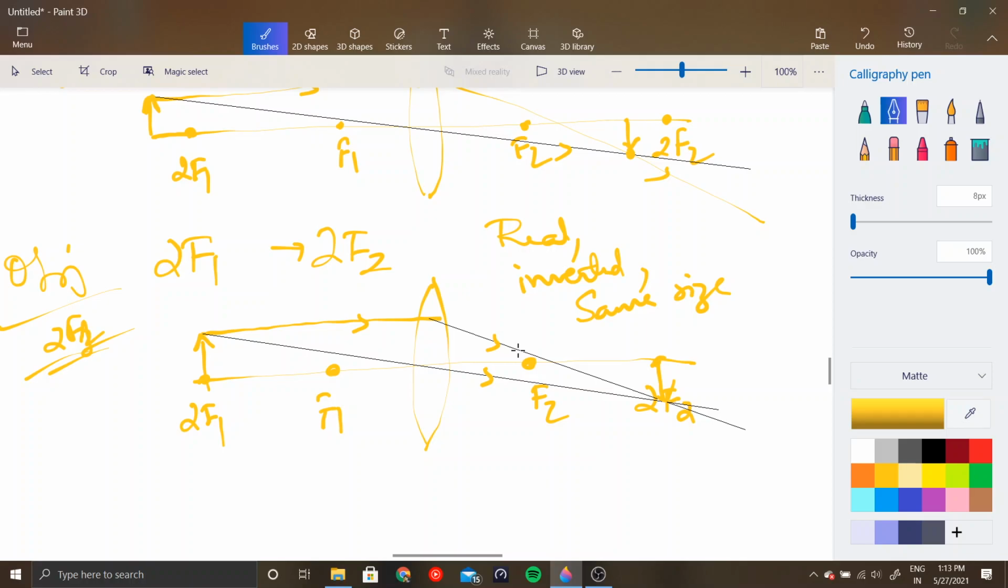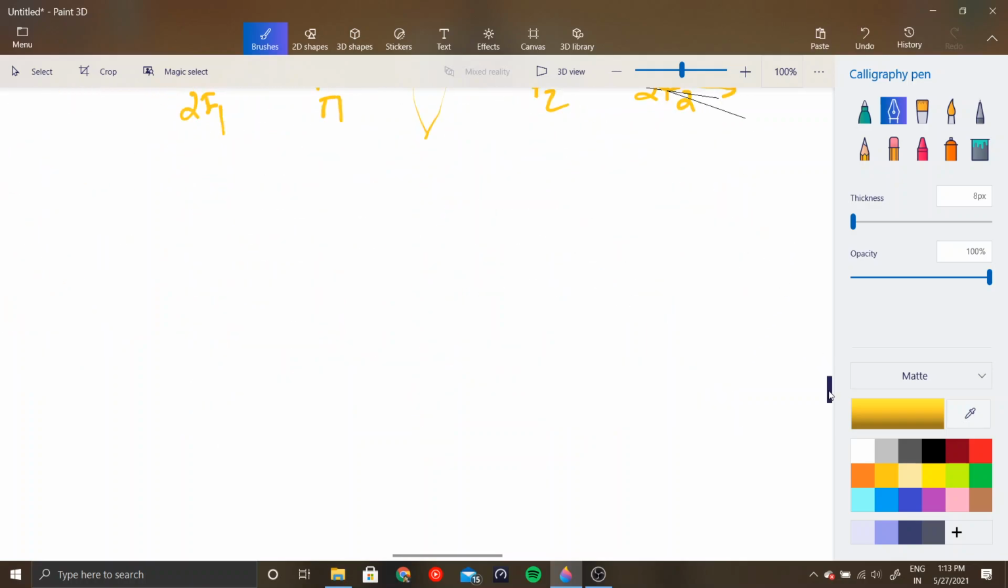So you see that when the object was at infinity, the image was point size at the focus, then it was diminished. Now it has the same size, and it is gradually moving away from the second focus, right? Beyond 2f1, the image is between f2 and 2f2. At 2f1, it is at 2f2. As you bring the object closer to the lens, the image is moving further off. Okay, next, let's draw one more.